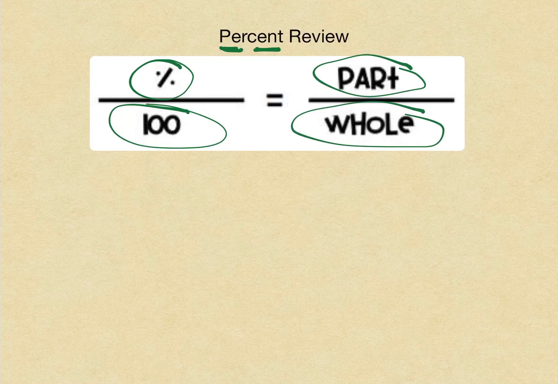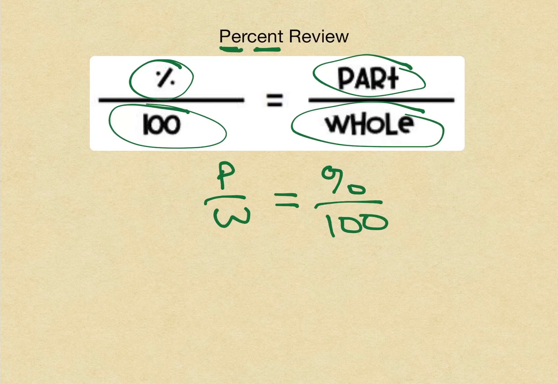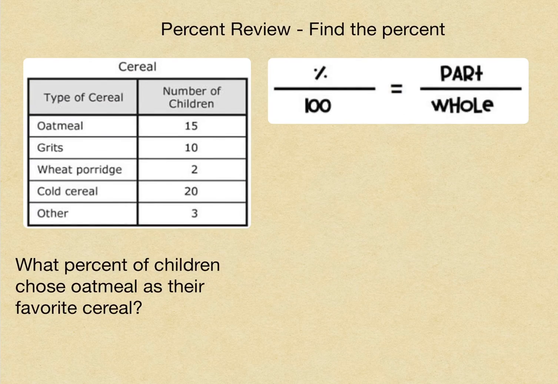We could be looking for the percent, but we may be looking for the part or the whole amount that's in the problem. So we use this percent proportion to help us with that. Now you can also see it written opposite of this, where you have the part over the whole equals percent over 100. That part's fine as long as you have the percent over 100 and the part over the whole, the proportion will work. In this section of percent review, we're going to be looking at finding the percent.